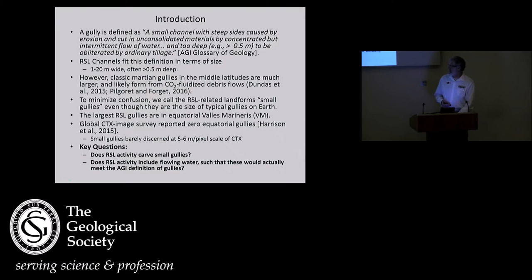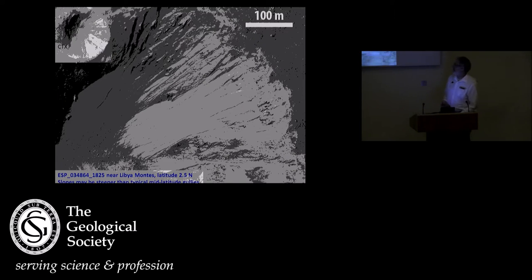So a couple of key questions. Does RSL activity carve small gullies? And does RSL activity include flowing water such that these would actually meet the AGI, terrestrial definition of gullies? Here's this site in Libya Montes again. These are fairly well defined with an alcove, channel, and fan. I think the slopes here are pretty steep, maybe steeper than typical mid-latitude gullies, but we haven't checked on that yet. Here's what it looks like in CTX. You can kind of make it out there, but you'd have to be brave to map it based on that.